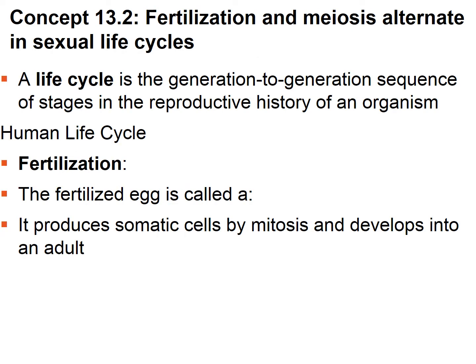A life cycle is a generation-to-generation sequence of stages in the reproductive history of an organism. In the human life cycle, fertilization is the union of gametes, a sperm and an egg. The fertilized egg is called a zygote. It has one set of chromosomes from each parent. It produces somatic cells by mitosis and develops into an adult.